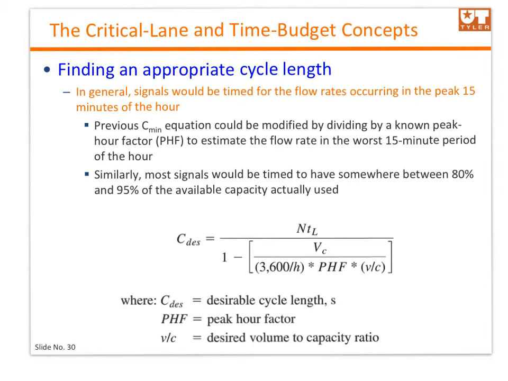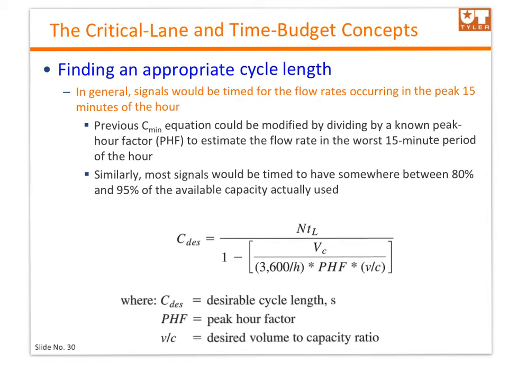In a similar fashion, most signals would be timed to have somewhere between 80 and 95% of the available capacity actually used. You don't want to use 100% of the capacity. You don't want to assume all the time that the intersection is going to be jammed and we're reaching 100% of the capacity of the network or of the intersection.